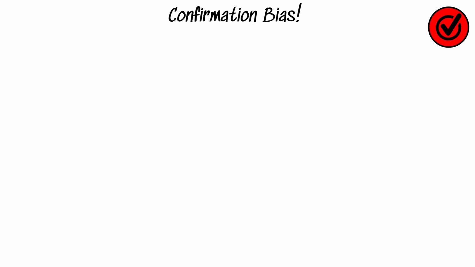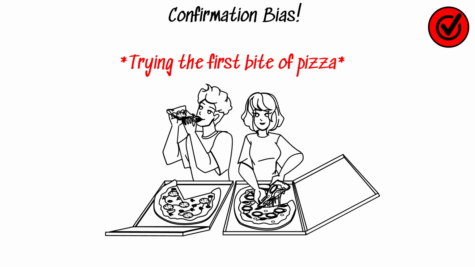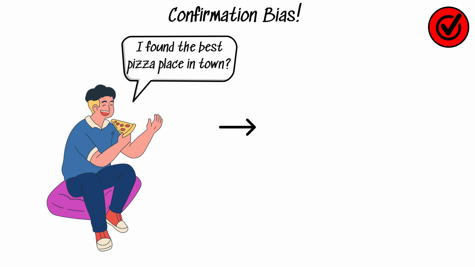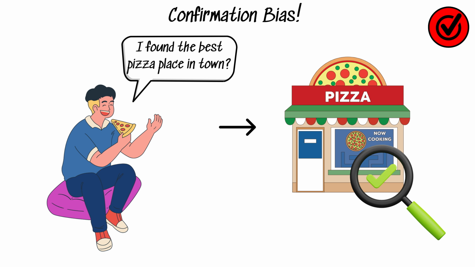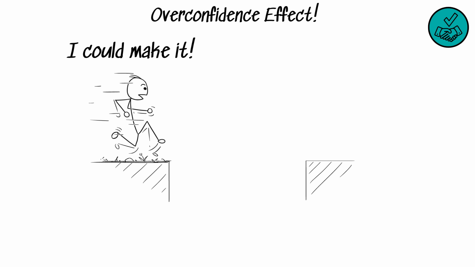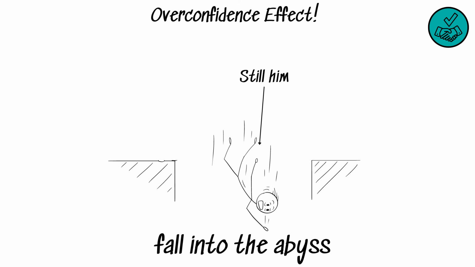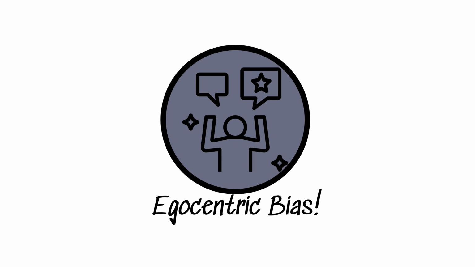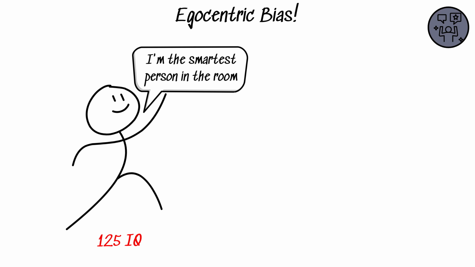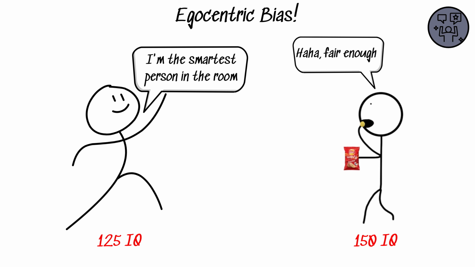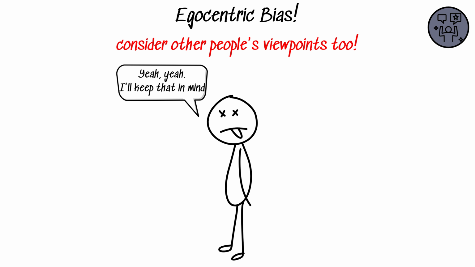Confirmation bias, the tendency to seek out, interpret, emphasize, and recall information in a manner that validates existing beliefs or hypotheses. Overconfidence effect, the inclination to display unwarranted confidence in one's own responses or assessments, despite evidence indicating otherwise. Egocentric bias, the inclination to overly prioritize one's own perspective or abilities, can result in phenomena like the false consensus effect and false uniqueness bias.